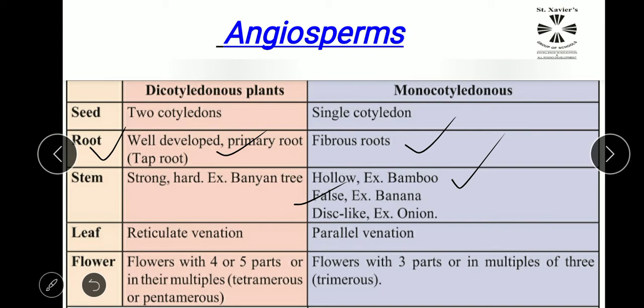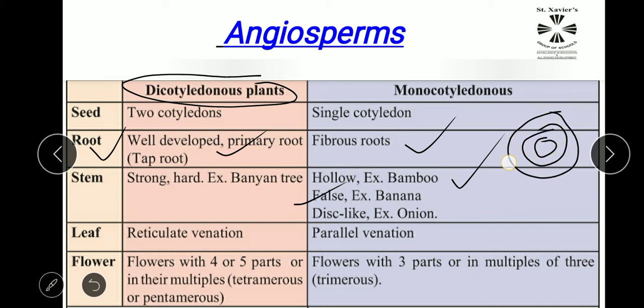For example, banana. When you see the banana stem, even with your own hand, you can remove the layers of the banana stem. In dicotyledonous plants, you will not be able to remove the outer coverings of the stems, and you can't break the stems with your hand, students. But in the banana tree, you can remove them, it is in layers, students. The stems are cylindrical and there are layers inside.